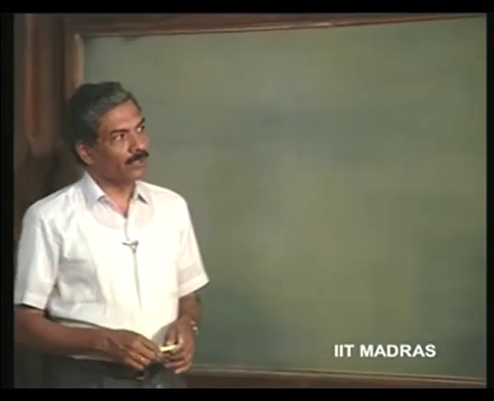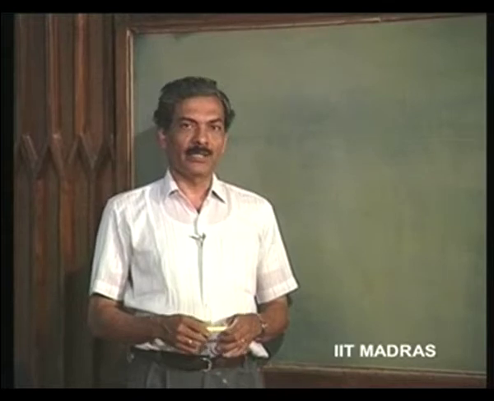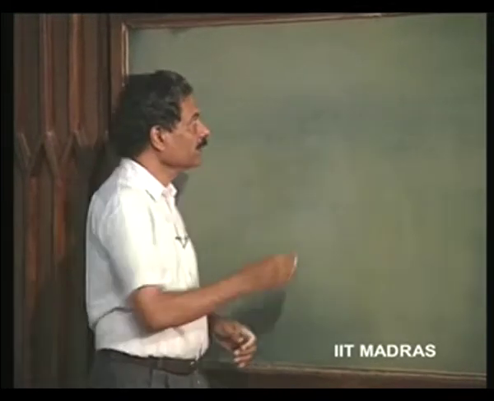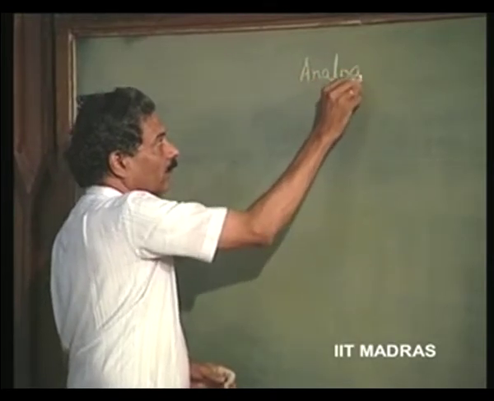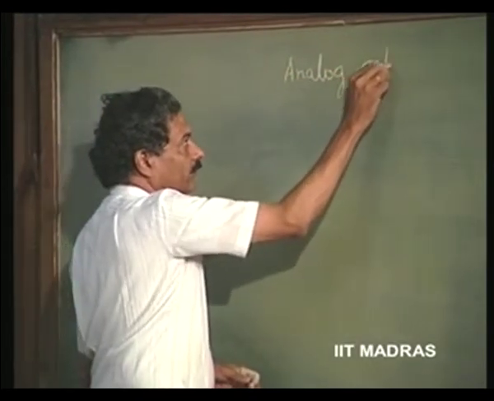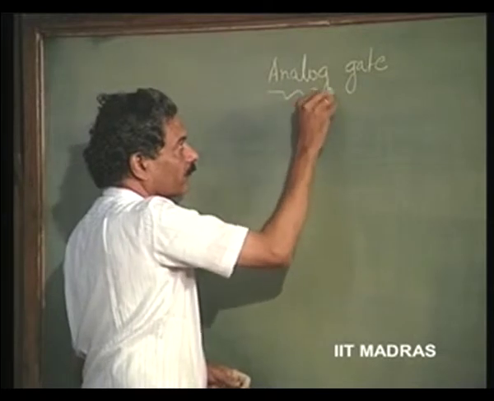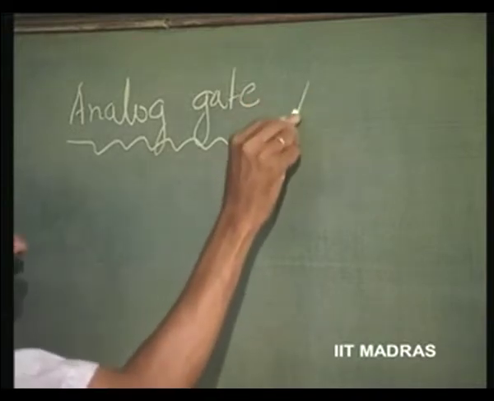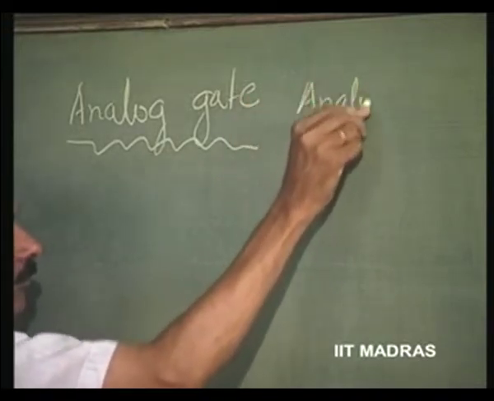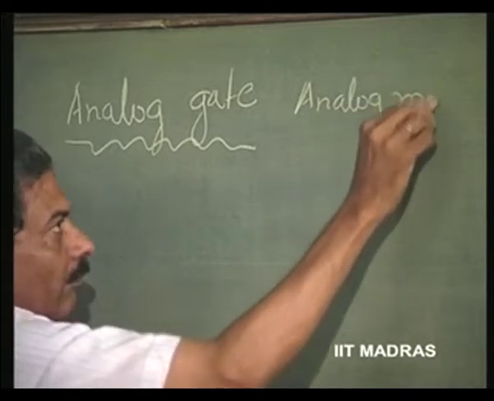So, now we will go to another topic of interest. What is an analog gate? This is also called analog multiplexer.